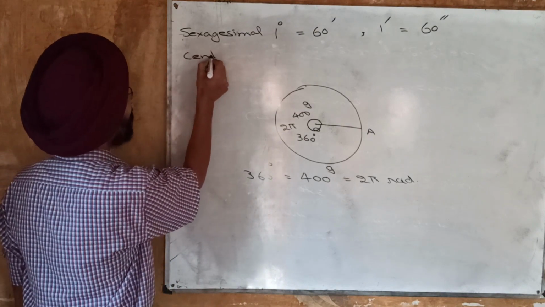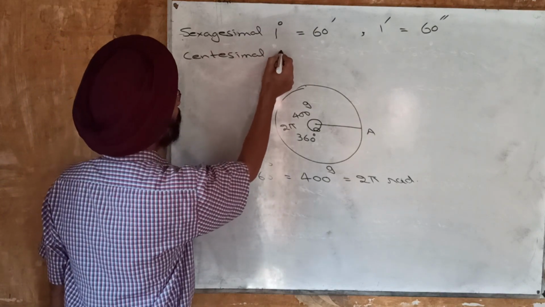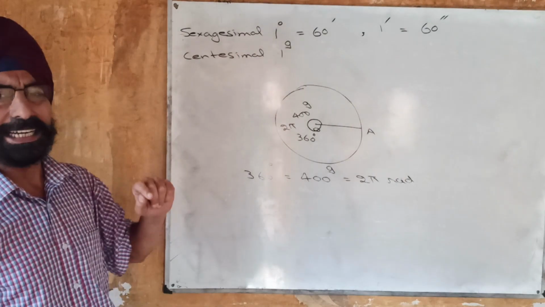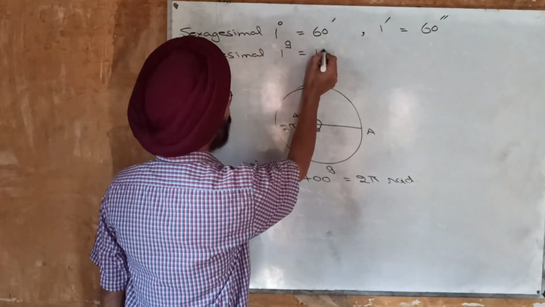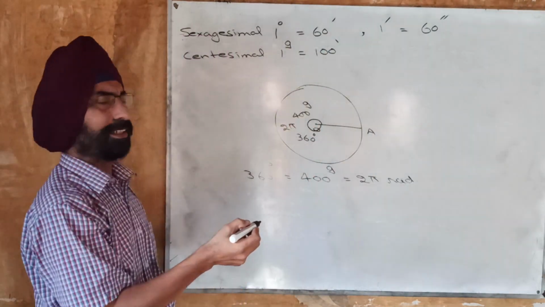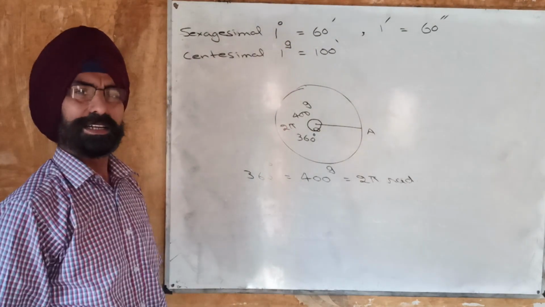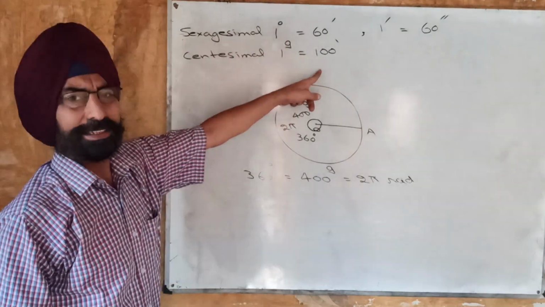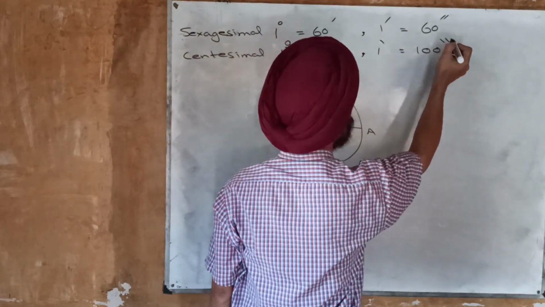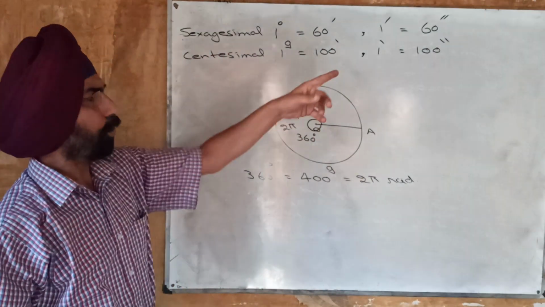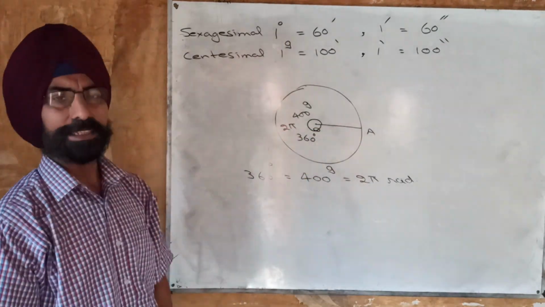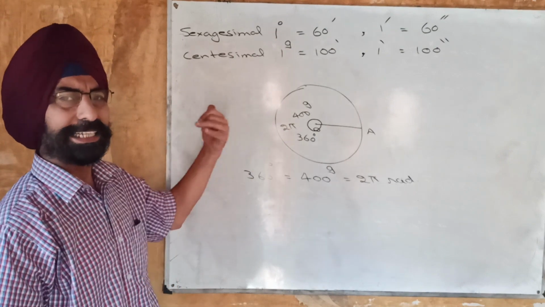Second was the centesimal system, and the basic unit is gradient, or grade, or grad, or gon. And 1 grade is equal to, this time, 100 minutes. Minutes we denote by a reverse slash. Earlier it was in this direction, now it is the other way. So 1 gradient is equal to 100 minutes, and 1 minute is equal to 100 seconds. For seconds, again we put 2 reverse slashes. So this is the relation between gradients, minutes, and seconds in the centesimal system.